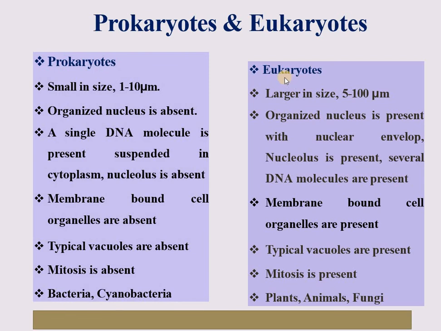Whereas in the case of eukaryotes, they are larger in size compared to the prokaryotes. They have a well-organized nucleus with all the components, nuclear envelope, nucleolus, and several DNA molecules are present. Membrane-bound cell organelles are also present. Typical vacuoles are present and the mitotic process is also present.